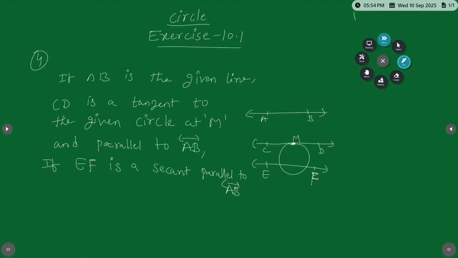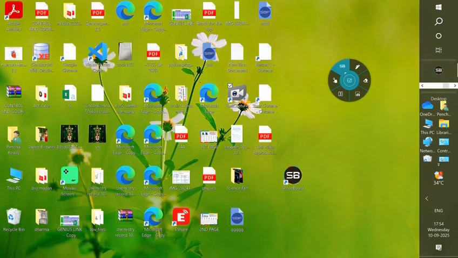Therefore, we have a circle and two lines parallel to the given line such that one is a tangent and the other one is a secant. Okay. Hence proved. Thank you.